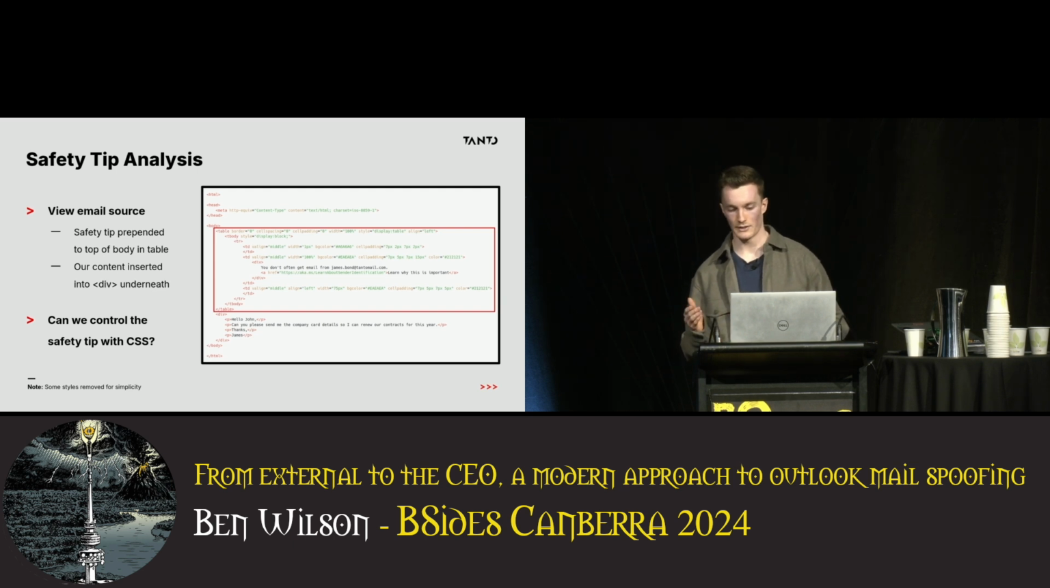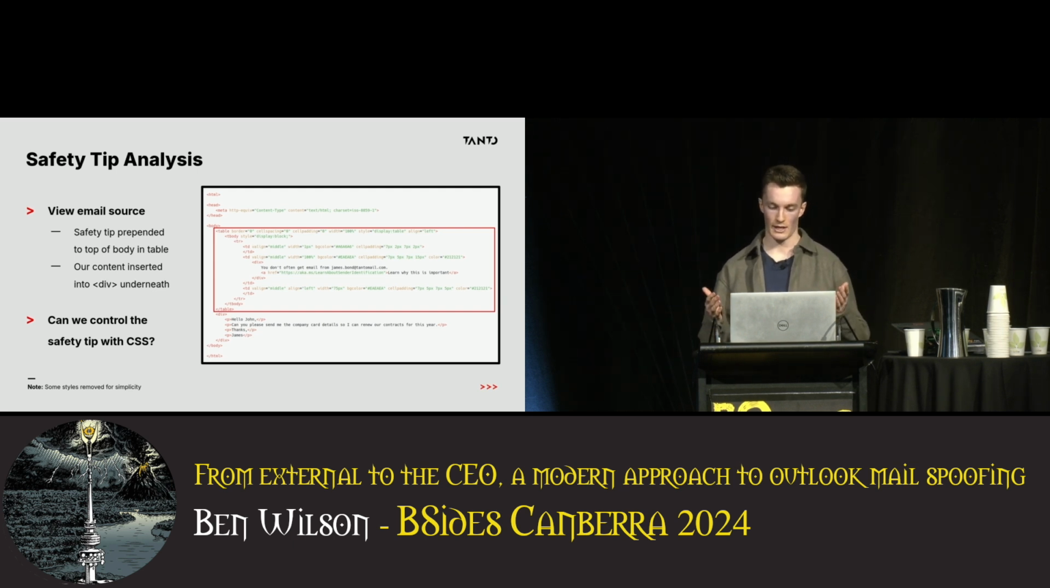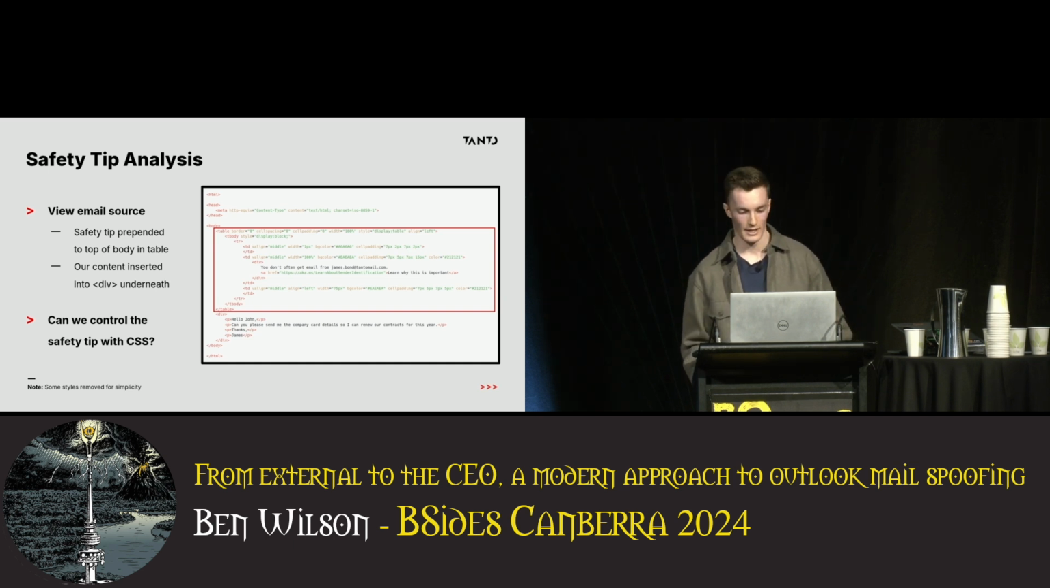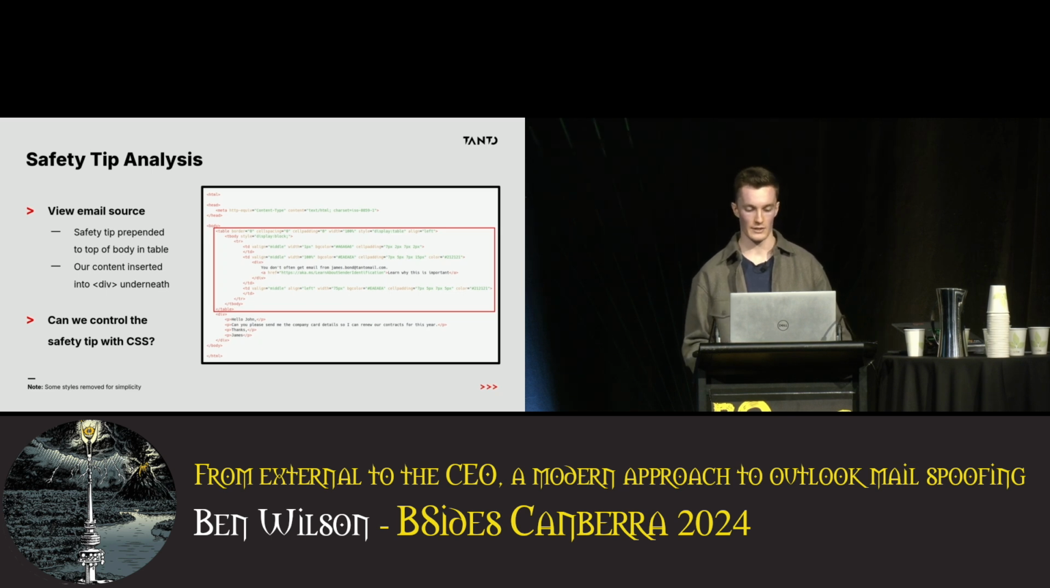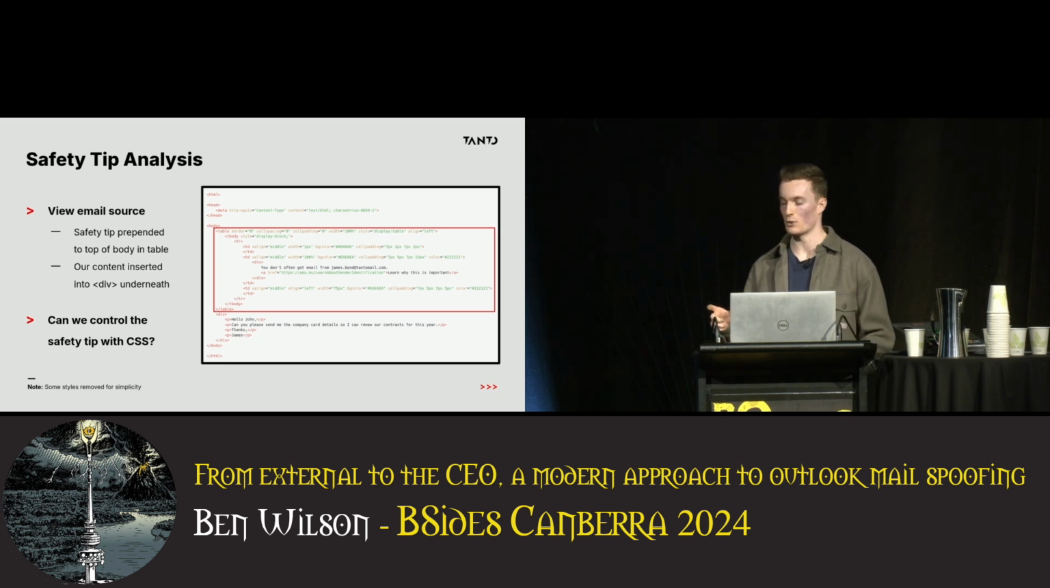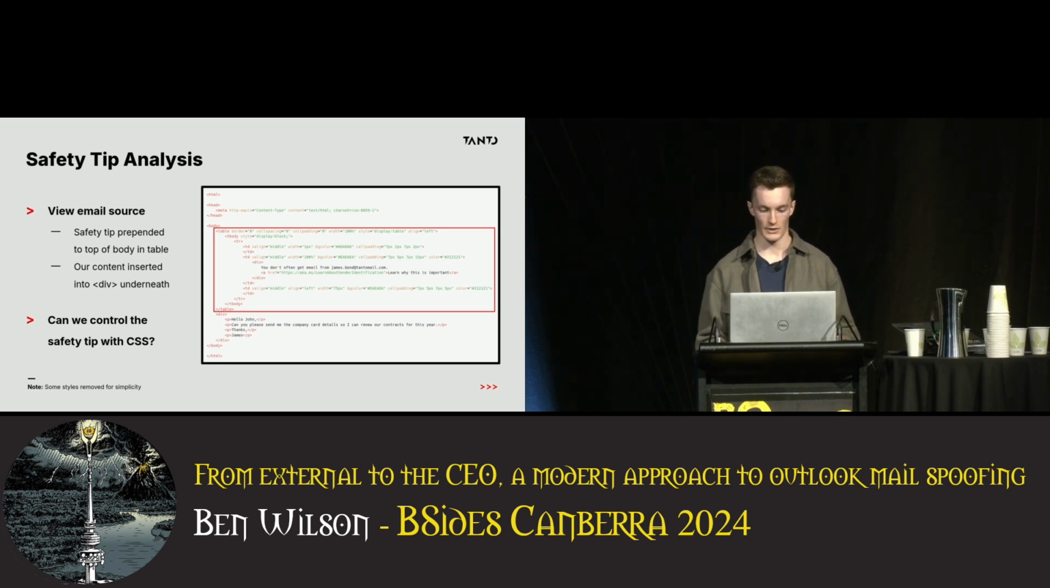So you can see we've got this table here, and it gives you the message: you don't often get email from james.bonded@tantomail.com. And then I've got my actual message: hello John, can you send me the company card so I can renew our contracts for this year? So the user is always going to see that warning first, and that's always going to be used for the preview of the message, which isn't ideal.